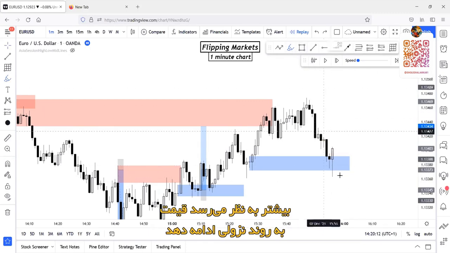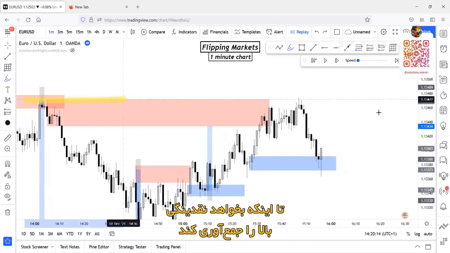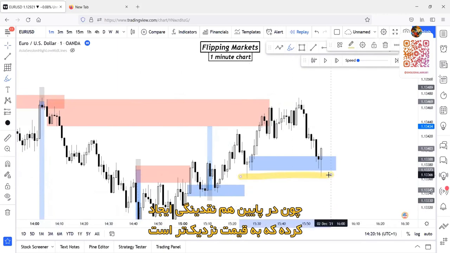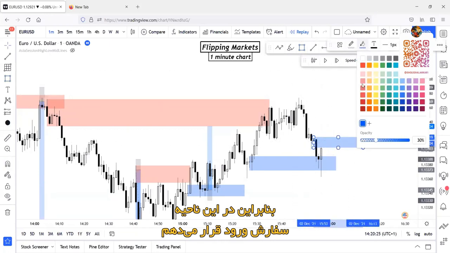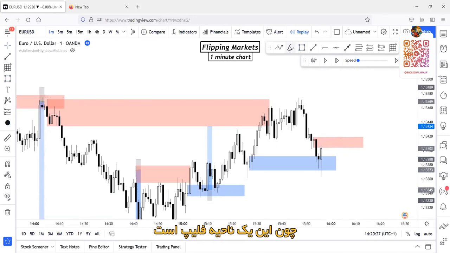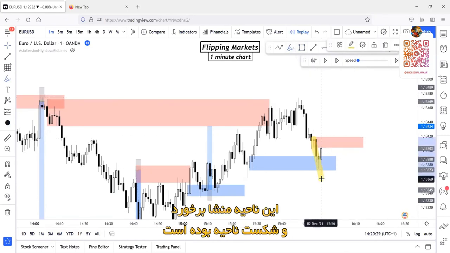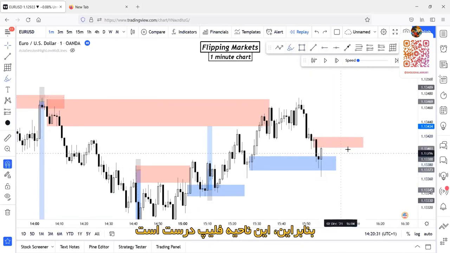It's more likely to continue the bearish movement than sweep the upside liquidity because we created downside liquidity also, and it's closer to price. So I will just set my limit on this zone because as you can see, this is the flip zone. This caused the tap and the break of this zone. So this is the right flip zone.